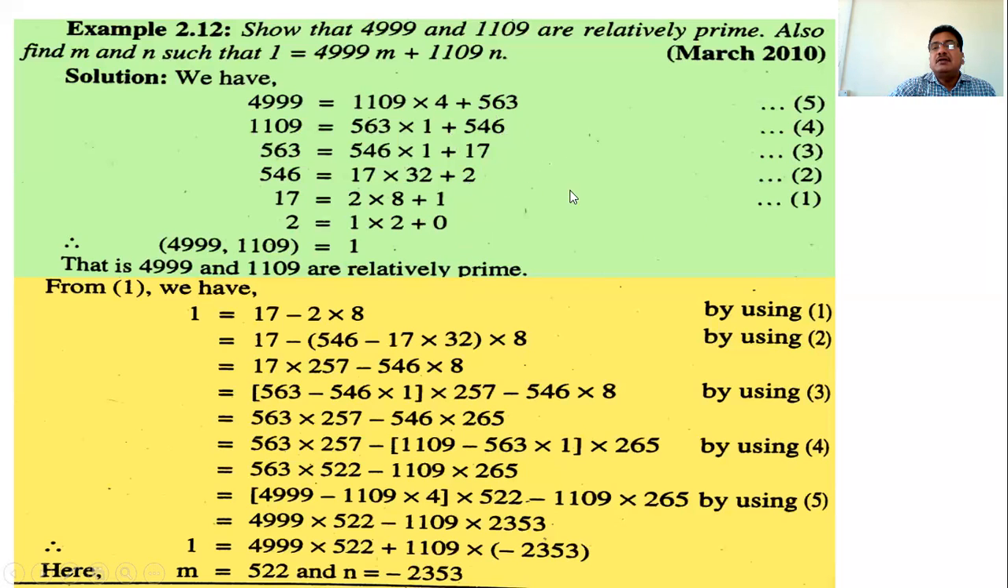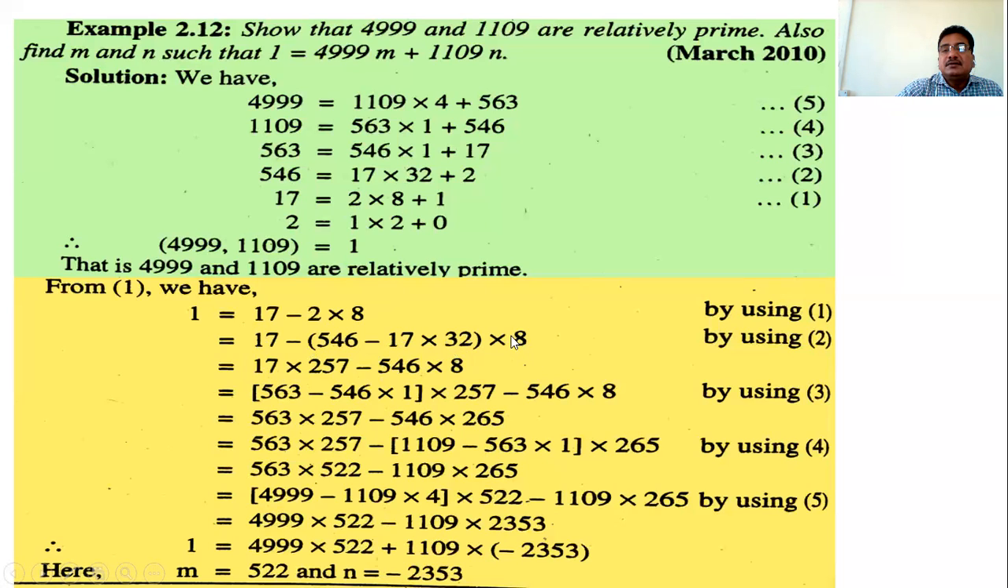After using equation number 1, we use equation number 2. So what is the value of 2 from equation number 2? It is 546 minus 17 into 32. So write here the value of 2 as 546 minus 17 into 32, into 8. Then what do we have? 17 into 1, and minus minus becomes plus. Write one more step here: equal to 17 minus 546 into 8 plus 17 into 32 into 8.